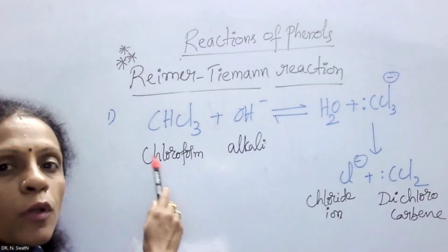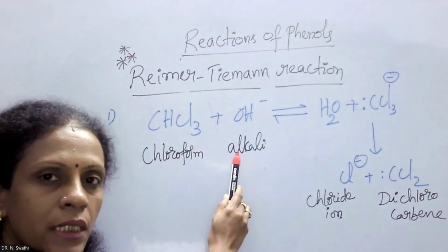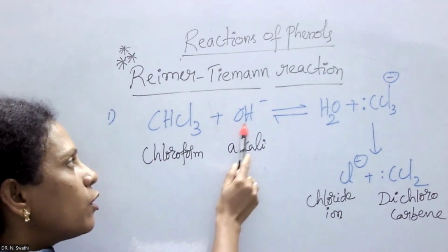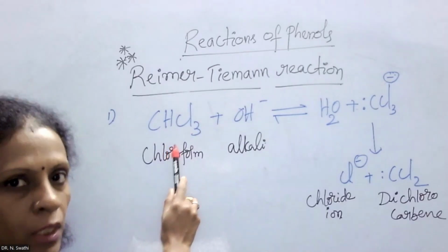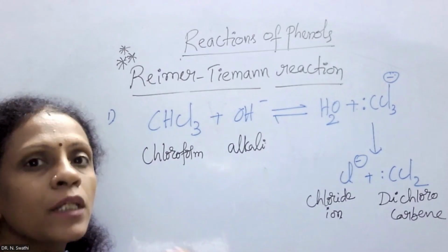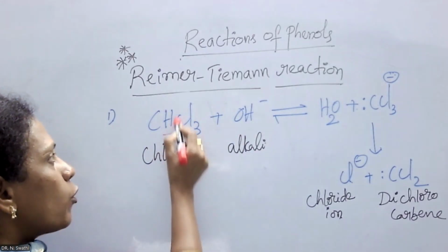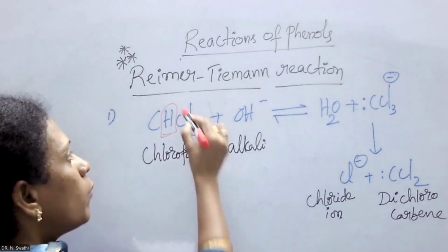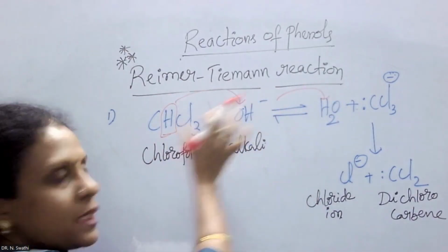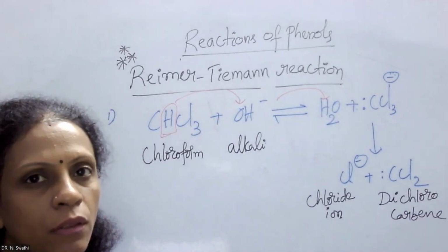So in the first step, chloroform reacts with aqueous alkali such as either sodium hydroxide or potassium hydroxide. So from these alkalis, hydroxide ions will be reacting with chloroform. Because hydroxide ions are basic in nature, they will always try to abstract protons. So they will abstract a proton, that is hydrogen, from the chloroform. And that is how they will be making water.